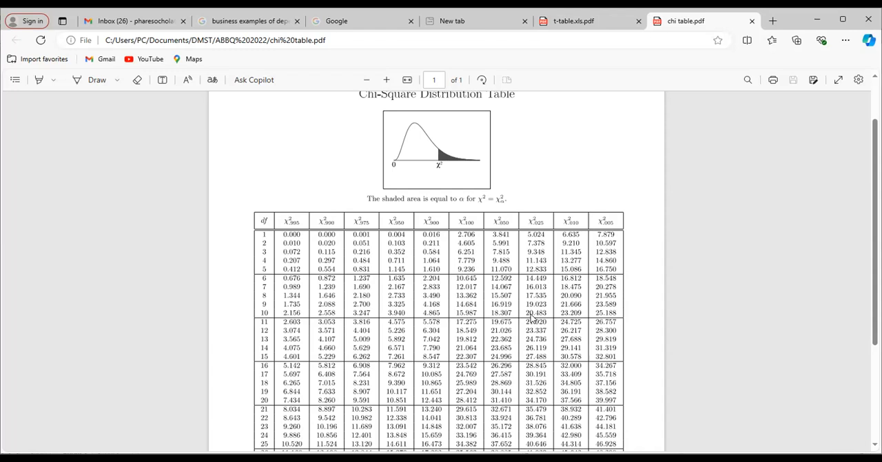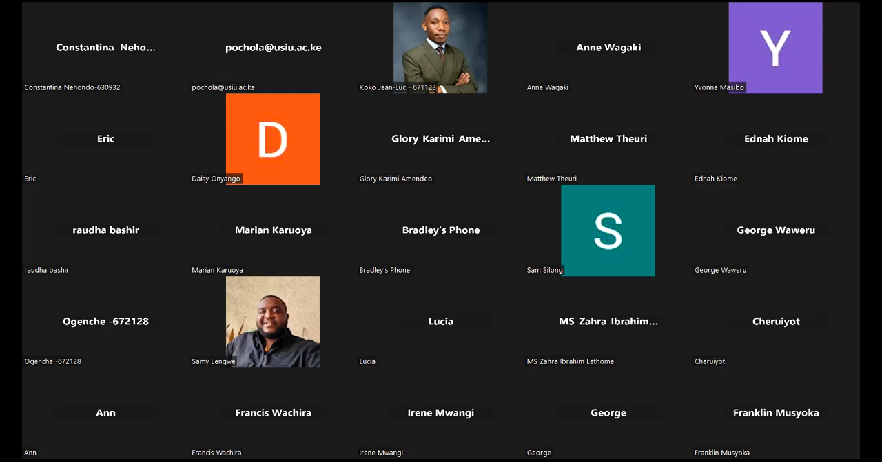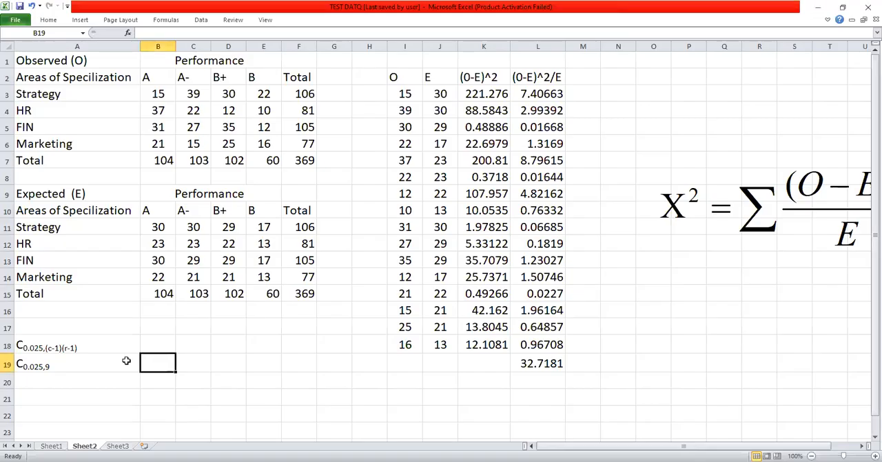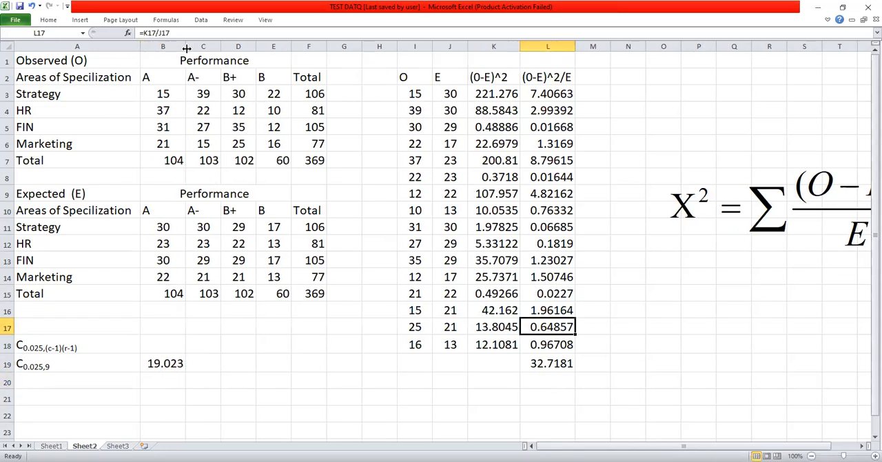What do we get? Which chi-square value is that? For those who can see? 19.023. That's the one. This one here. 19.023. That's the chi-square table value.